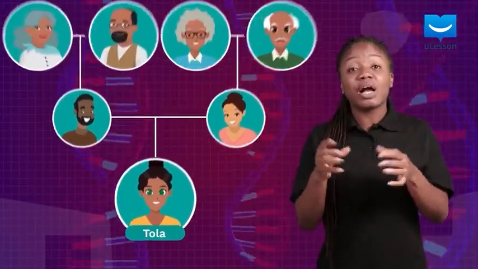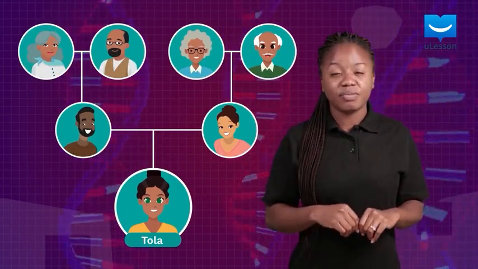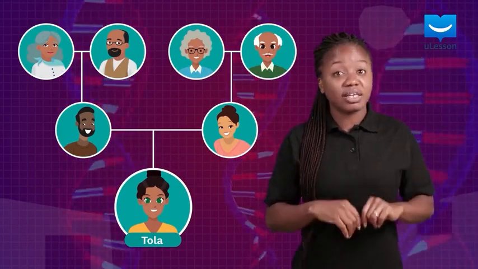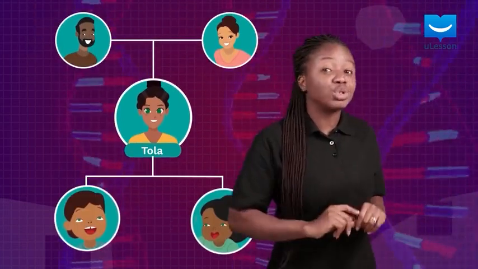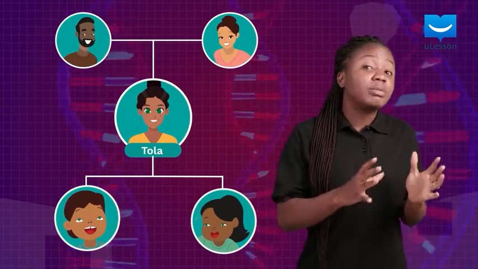Tola's parents and grandparents all have brown eyes, but Tola has green eyes. As far as we know, no one in the generations before her had green eyes. Tola has 2 children and they both inherit her green eyes. This is likely to be a germline mutation.